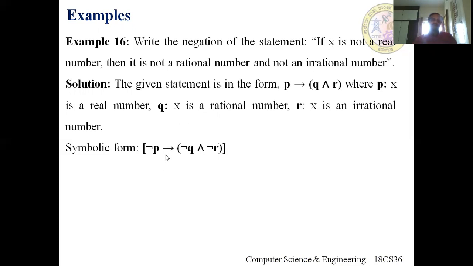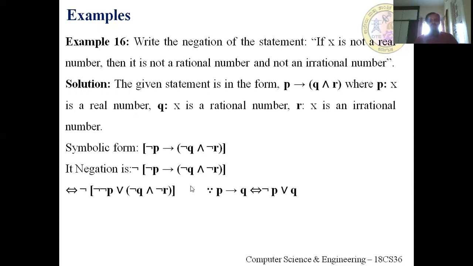That means if negation of P, meaning X is not a real number, then negation of Q, meaning X is not a rational number, and negation of R, meaning X is not an irrational number. Next, we find out the negation. For finding the negation, introduce the negation operator. Negation of P implies negation of Q and negation of R.